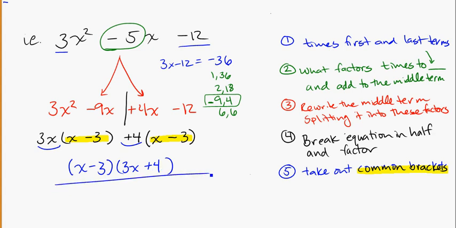So again, times the first and the last terms, look for factors that times to that, but add to the middle term, and watch your signs, your positives and negatives. Next thing, split the middle term and rewrite it with those factors that we found, in this case negative 9 and positive 4. Then split the equation in half, factor both sides into one set of brackets. Take that brackets that's the same for both, put it in front, and drop whatever's left into the brackets behind.